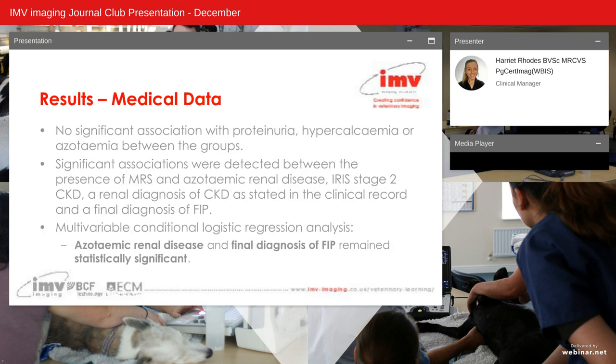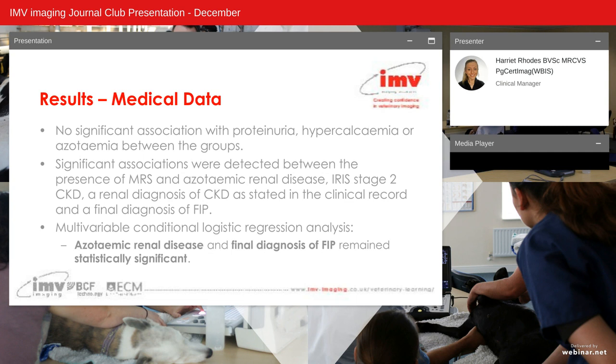The results of the medical data showed no significant associations with regard to proteinuria, hypercalcemia, or azotemia between the groups. Additionally, there was no association detected in regards to the severity or the classification of azotemia between the groups. There was a significant association detected between the presence of a medullary rim sign and azotemic renal disease, IRIS stage 2 as stated by the medical records, and a final diagnosis of FIP. Then on multivariable conditional logistic regression analysis, only azotemic renal disease and a final diagnosis of FIP remained statistically significant between the groups.